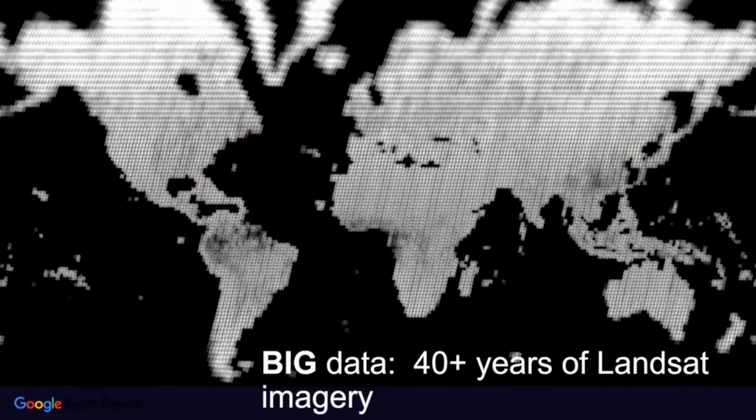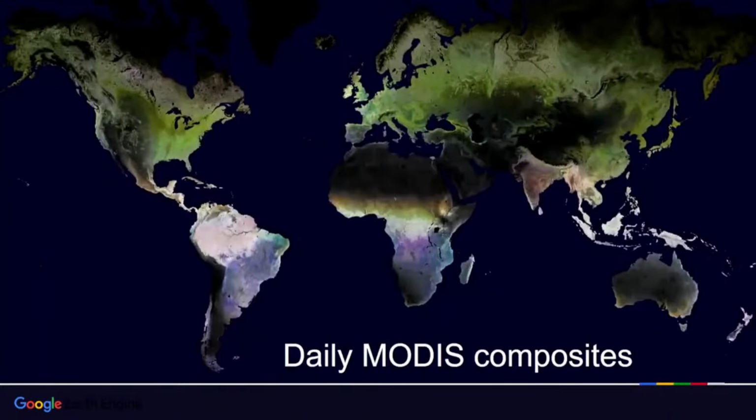The volume of the data is very huge, right? It's 40 plus years of Landsat imagery. All the images which have been acquired by any of the Landsat series satellites are available at Google Earth Engine. Maybe Landsat 1, Landsat 4, 5, 6, 7, 8, even Landsat Lime data is also available now.